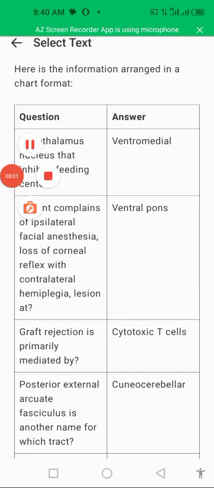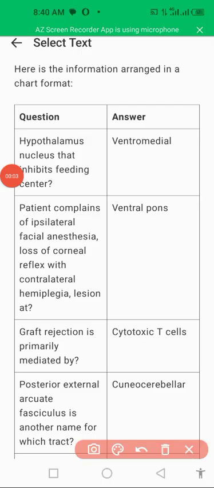Okay, welcome everyone. So now we are going to look at some of the high yield, very important questions arranged in chart form.